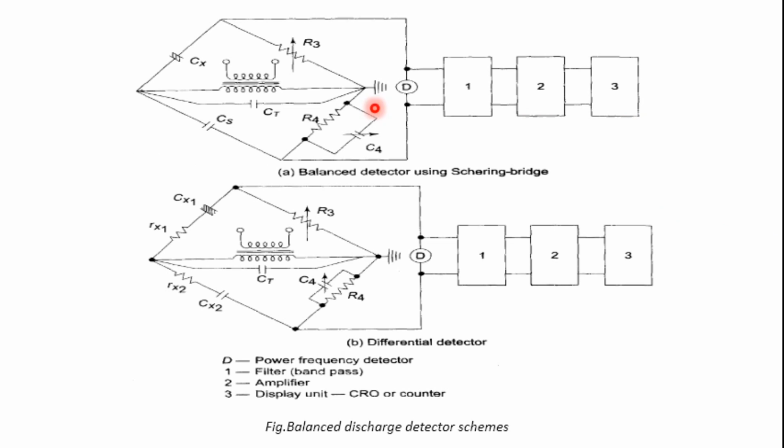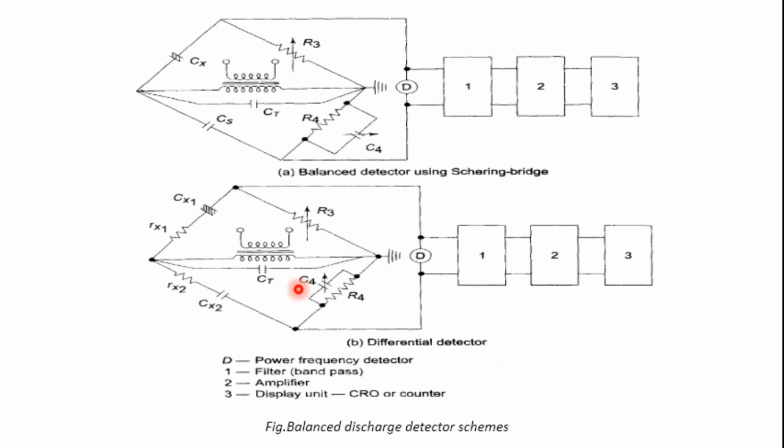So this is the circuit diagram where you can see the balanced detector in the Schering bridge. Any external interferences from the outside are balanced out by this bridge, and only the pulses generated by the test specimen CX are detected.